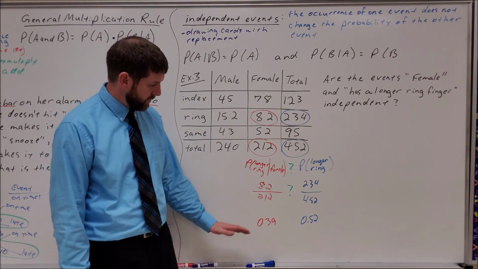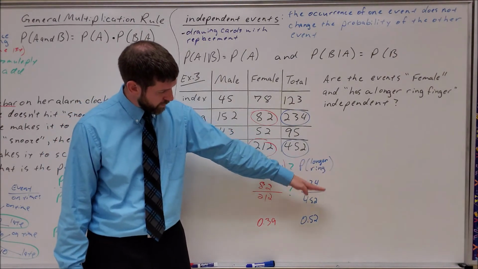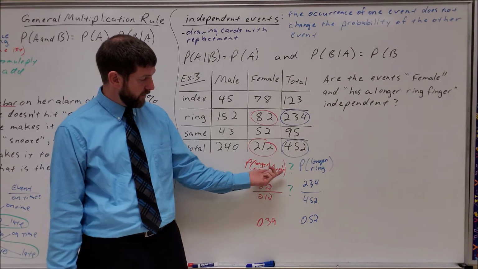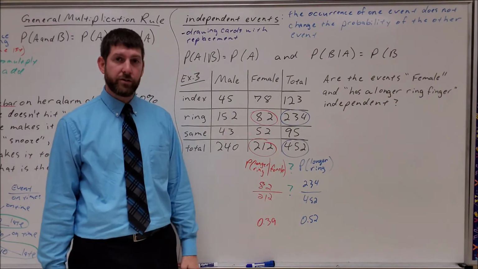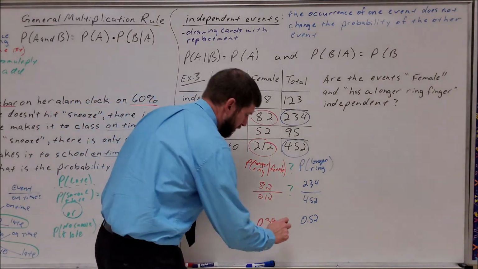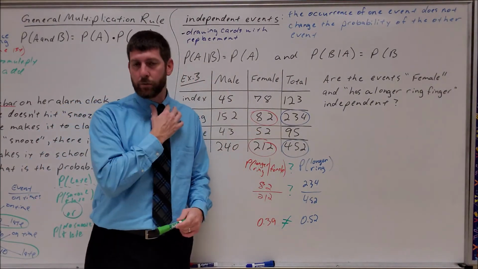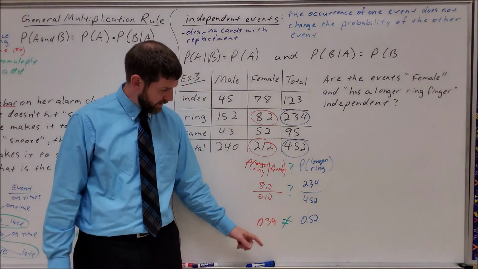So what can we see? The longer ring finger occurred in 52% of people. The longer ring finger in the females occurred in only 39% of the females. So we can see that those two are not equal to each other.